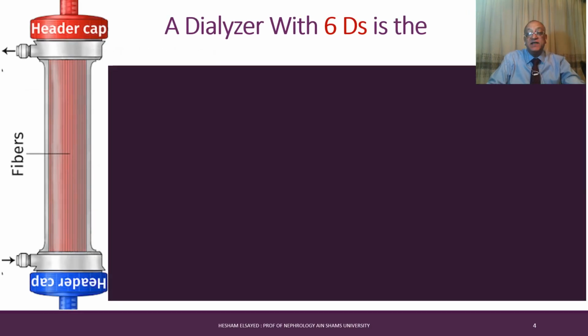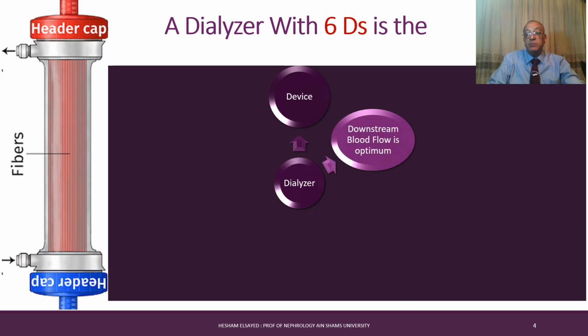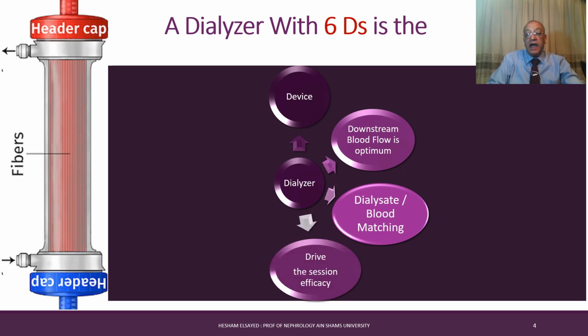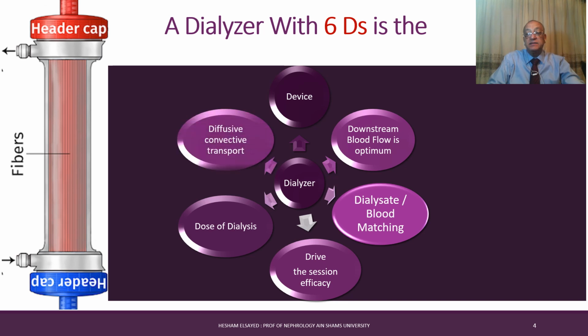A dialyzer specifically is characterized by the 6D, which means that a dialyzer is a medical device with a downstream of blood flow that should be optimized. The dialysate and the blood matching should be optimum, and the dialyzer, if chosen perfectly, will drive the sessions and increase the dose of dialysis, and should have diffusive and convective transport up to the optimum level to treat the patients clinically as well as perform a dialysis session perfectly.